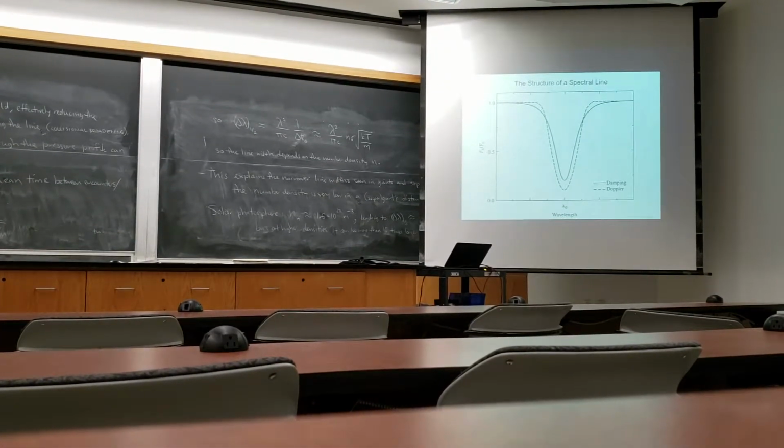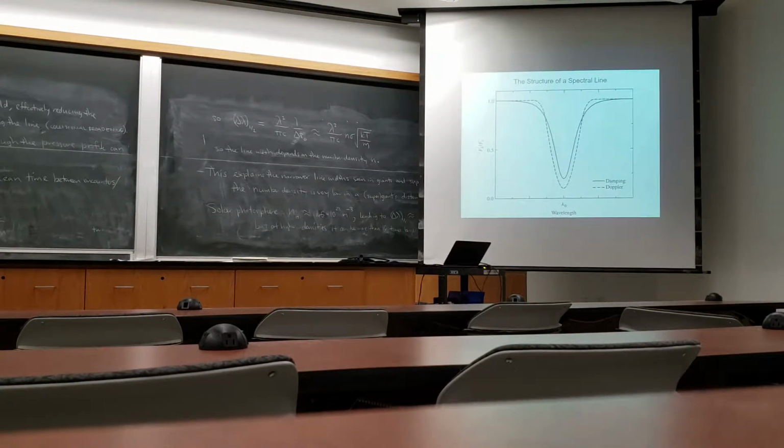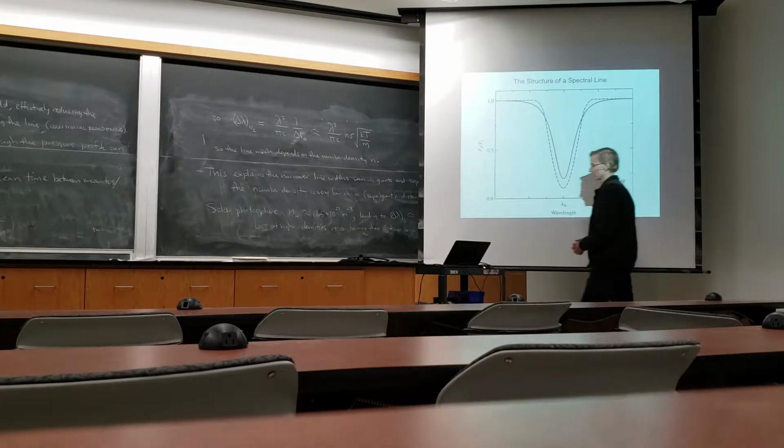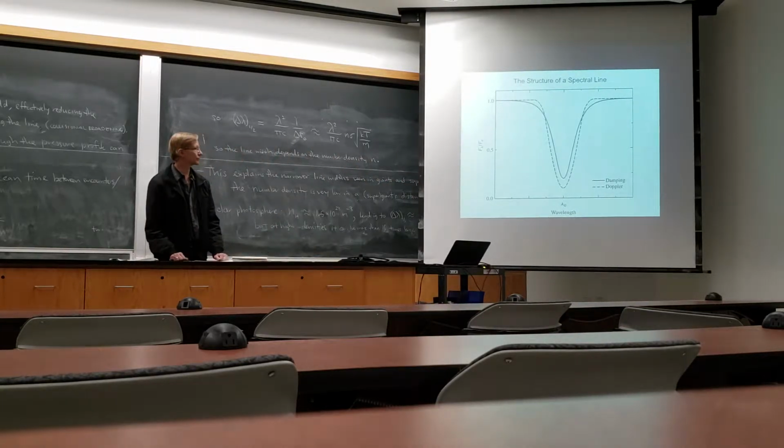Right, so this is a figure from your book that shows the overall structure of a spectral line. Basically, we've got some things that contribute to the damping profile: the collisional broadening, the pressure broadening, and the natural broadening. And the dark outline shows the damping profile.